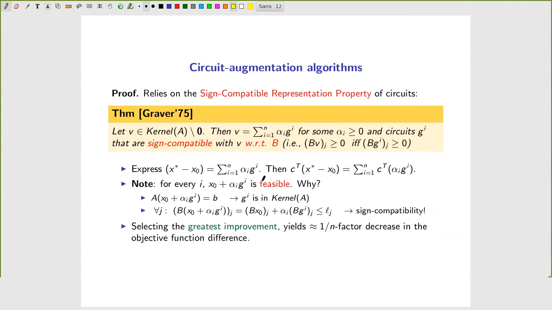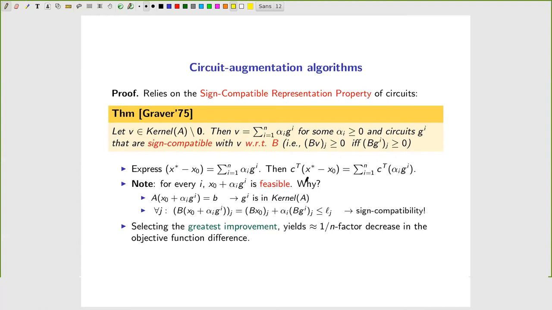vectors using our circuit. And so what happens is that the difference in the cost is now given as a sum of n terms, and each of these terms is associated with its own cost. So what that means is that if you select the greatest improvement, then this yields roughly a 1 over n decrease in this objective function. So you have to gain this much objective function to go from x0 to an optimal solution. And by taking the best circuit, you can get this decrease by a factor of 1 over n.